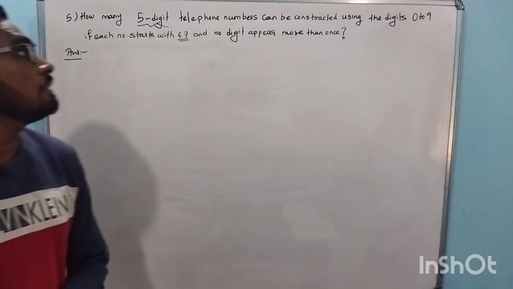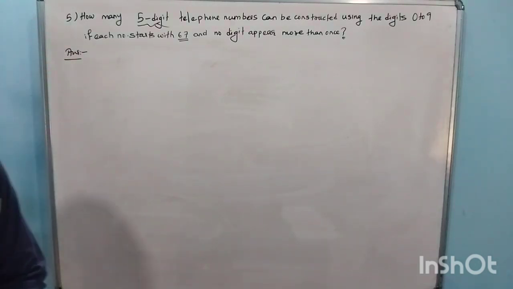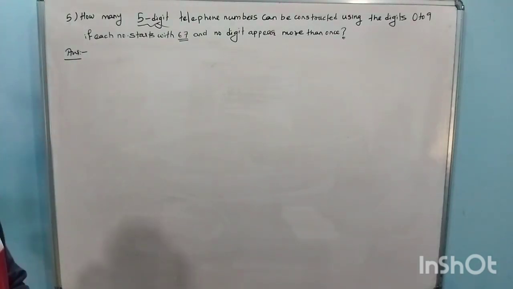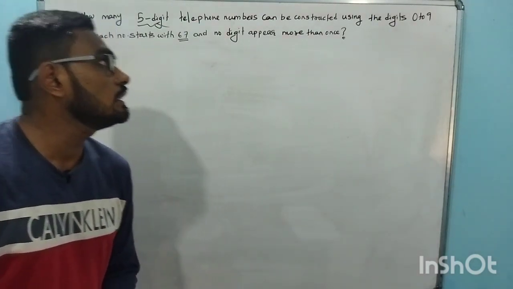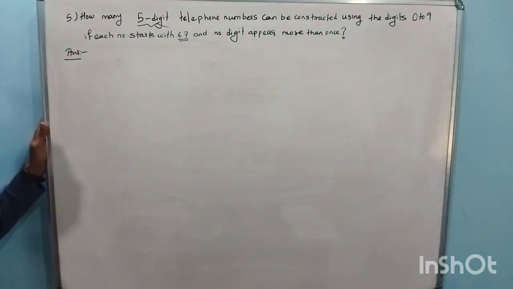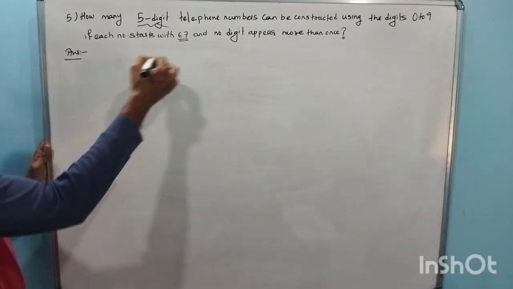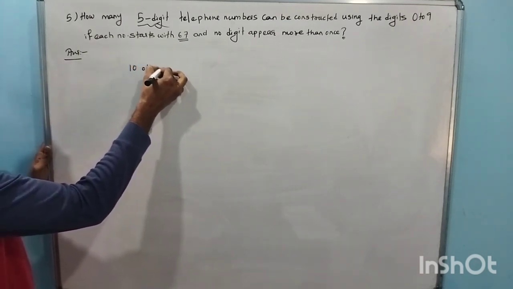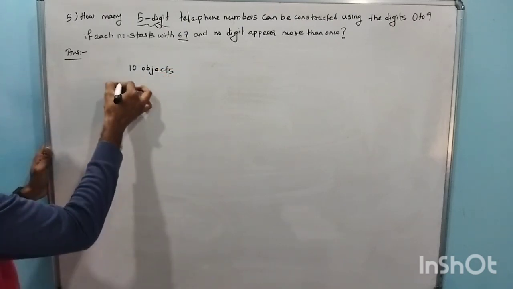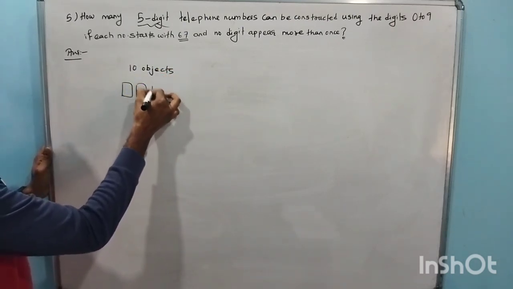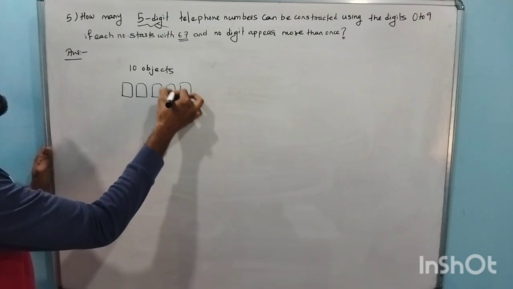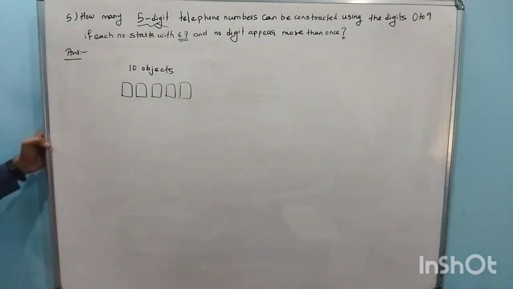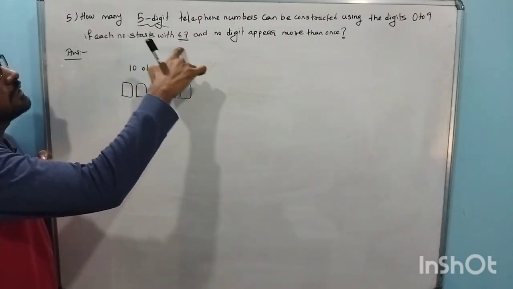Next, how many 5-digit telephone numbers can be constructed using the digits 0 to 9 if each number starts with 6, 7 and no digit appears more than once? So we have digits 0 to 9, so 10 objects in total. 10 objects and how many places? 5 places, because we are selecting 5-digit telephone numbers. But the problem is each number should start with 6, 7.